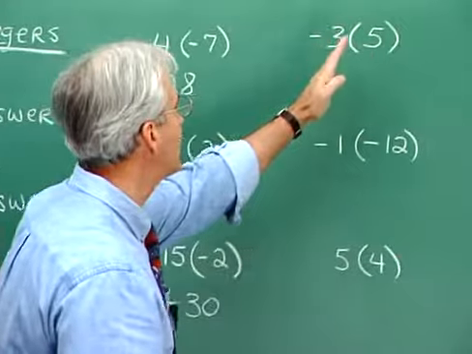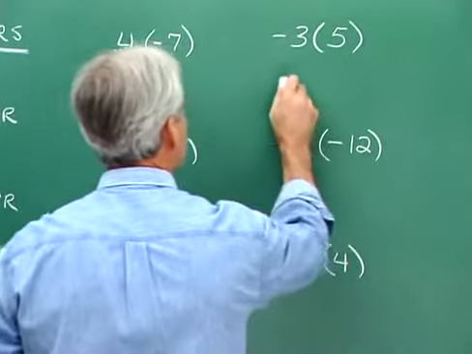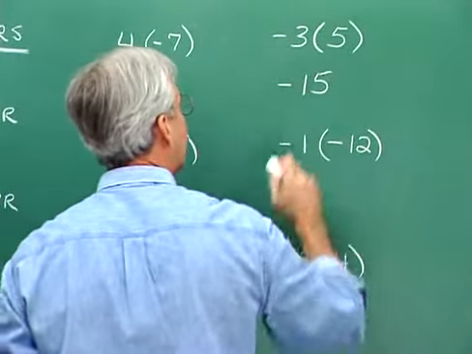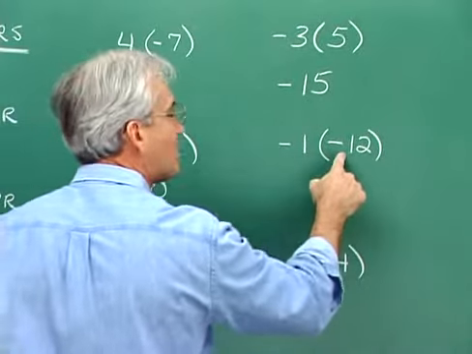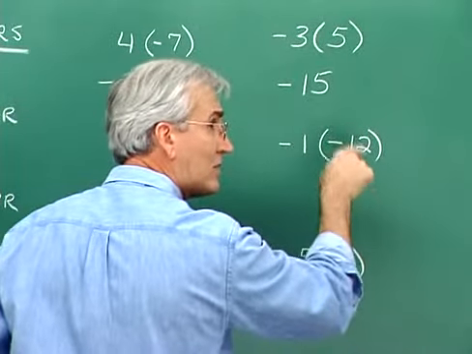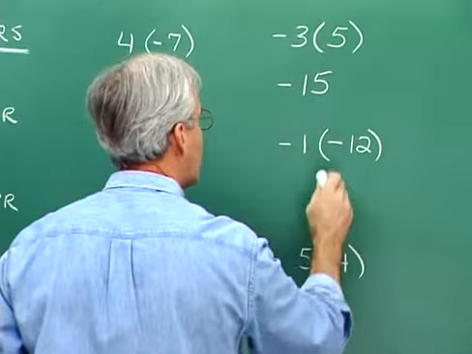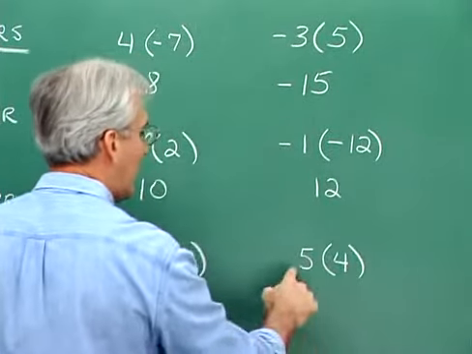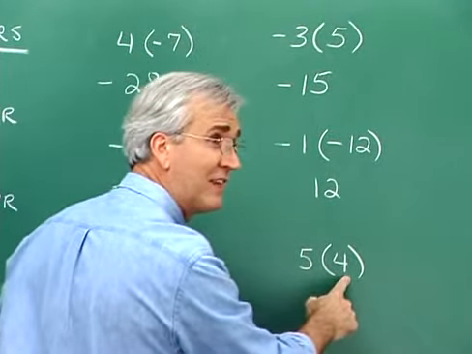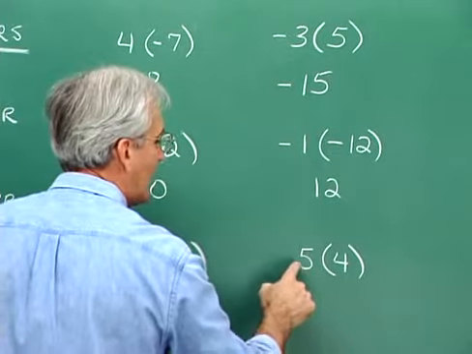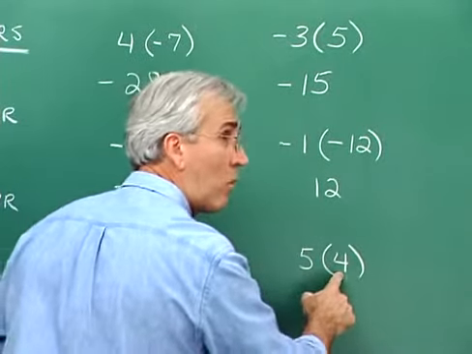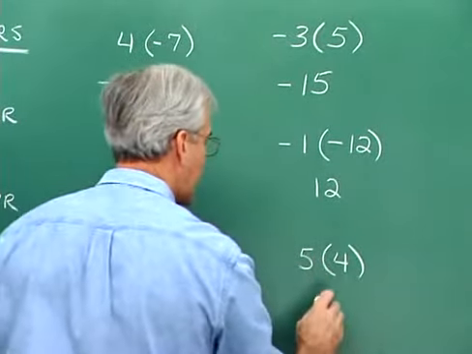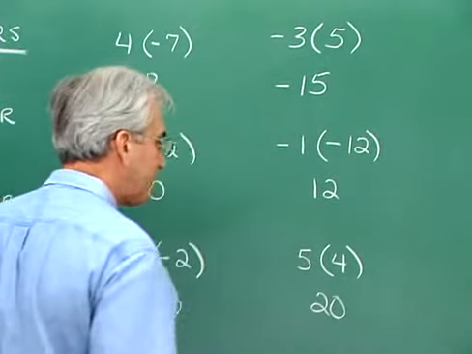Up here, negative 3 times 5, unlike signs, negative answer, 15. Negative times negative, same sign, like sign, positive result, 1 times 12, 12. 5 times 4, this is kind of trivial, isn't it? This is what we've had in the past. So it's positive 5 times positive 4, like sign, positive answer, 5 times 4, 20, as we would expect.